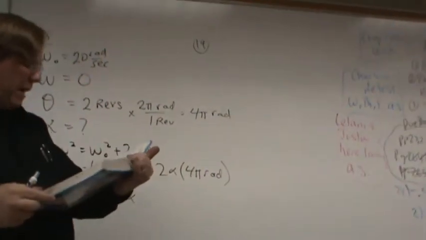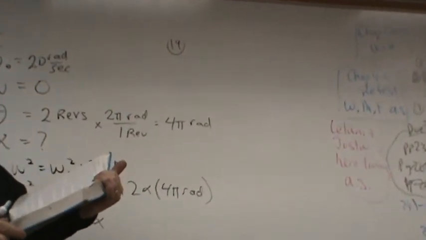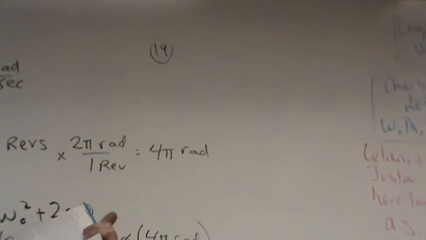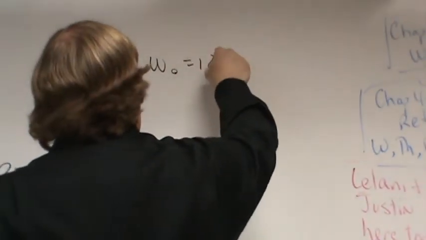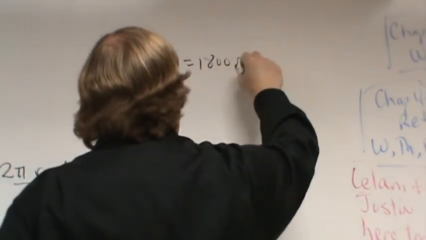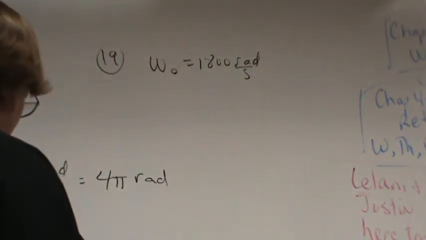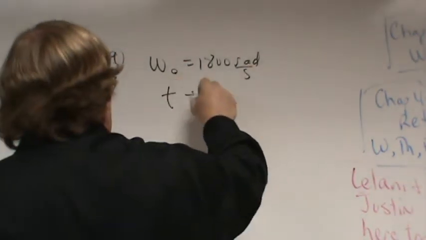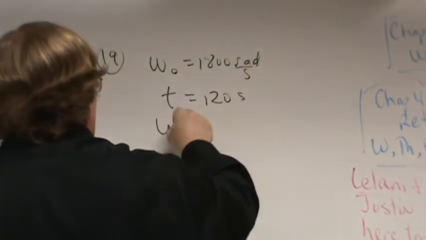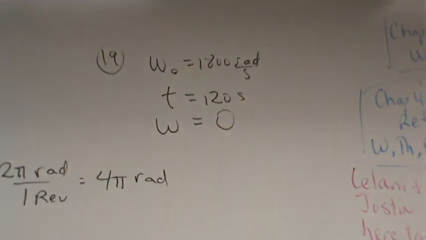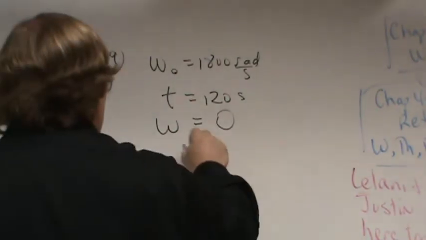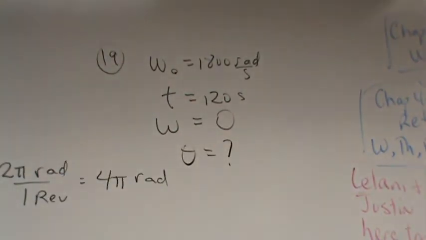An airliner arrives at the terminal and the pilot shuts off the engines. The initial angular velocity of the fan blades is 1800 radians per second, and it takes 120 seconds for them to come to rest. What is the angular displacement? Which of those 4 kinematic equations are you going to use?